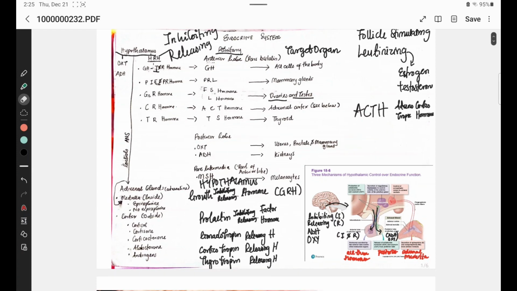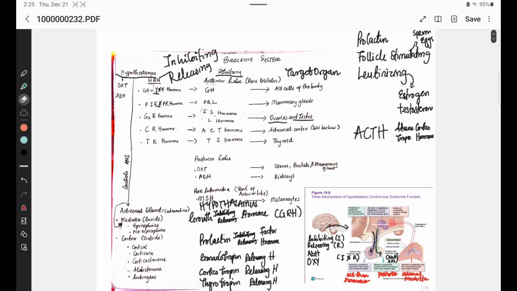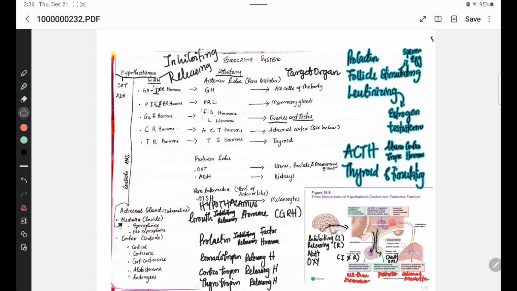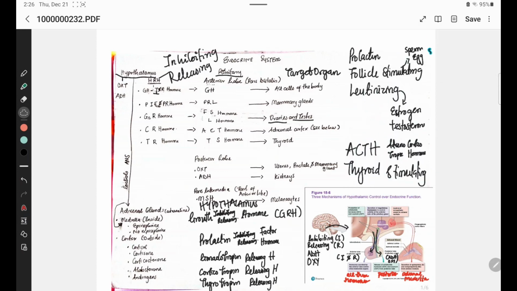And then the last hormone we have in our band of pituitary gland is thyroid stimulating hormone. So the thyroid stimulating hormone goes to the thyroid. Its target organ is the thyroid. So I hope in this video I've been able to simplify and make it easier for you to understand the general overview of all of this.